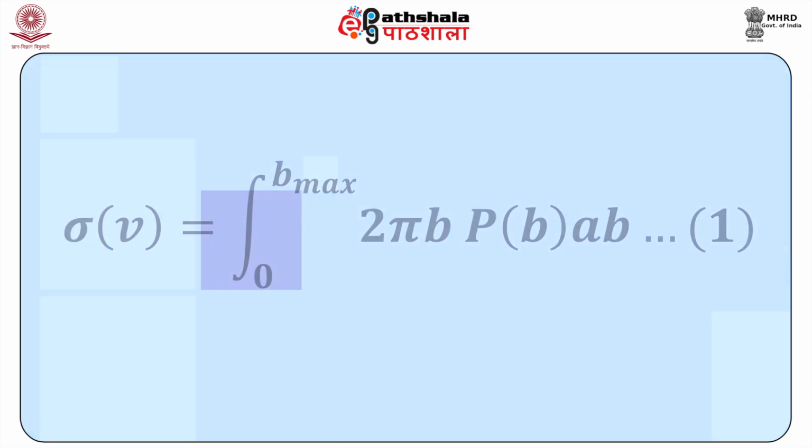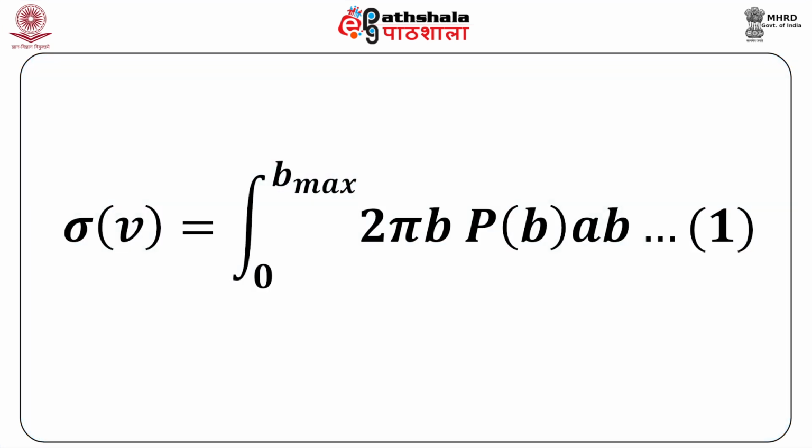All angles theta of approach are to be included. However, it has been observed that most reactive collisions take place at an angle close to 180 degrees. The cross section sigma of the reaction is given by equation 1.